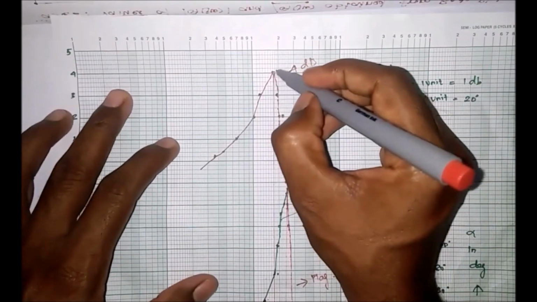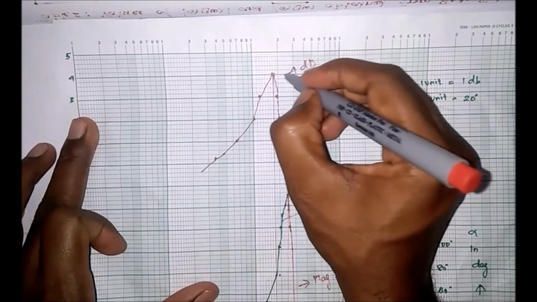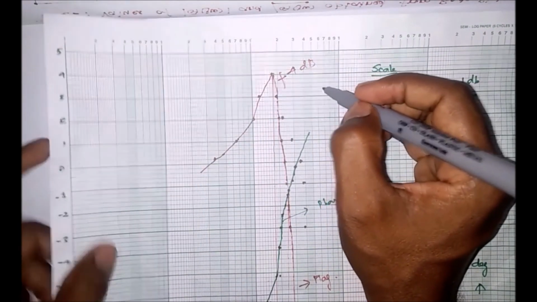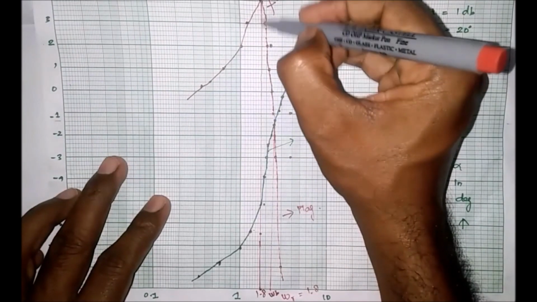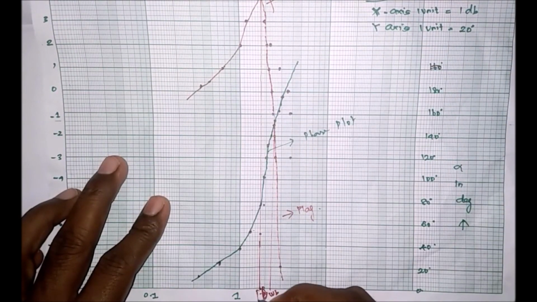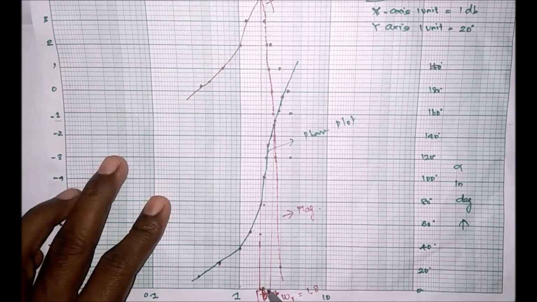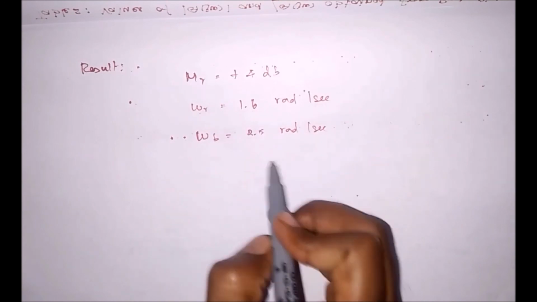We see this is the maximum peak value. The corresponding magnitude is 4, therefore it is plus 4 decibel. It is the resonant peak. The corresponding frequency is 1.6 radian per second. This is 1, this is 2, in between this is 1.6. Therefore, resonant frequency equal to 1.6 radian per second.